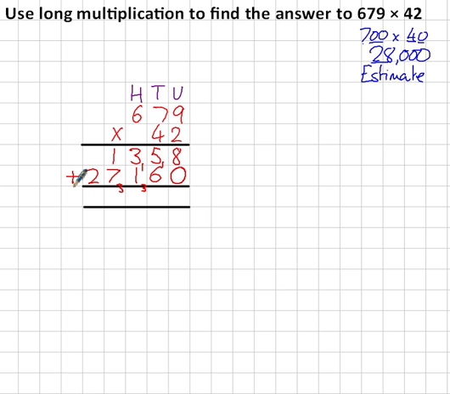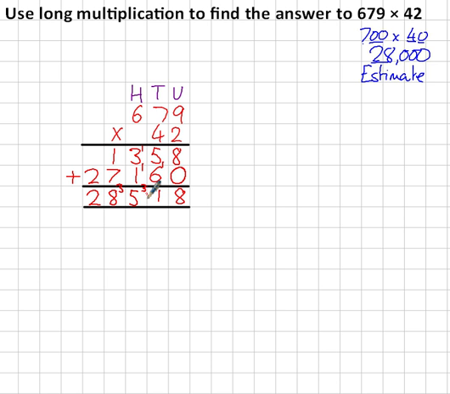And now I add. 8 plus 0 is 8. 5 plus 6 is 11. 1 plus 3 plus 1 is 5. 1 plus 7 is 8. And 2 plus nothing is 2. So my answer is 28,518. Which is pleasingly close to my estimate of 28,000, making me think that I've probably got it right. The only way to really check that would be to do a division, but that's another video for another time.